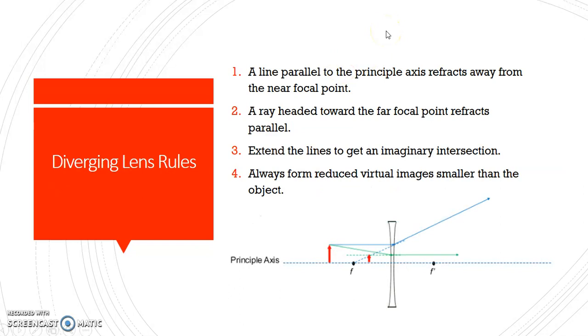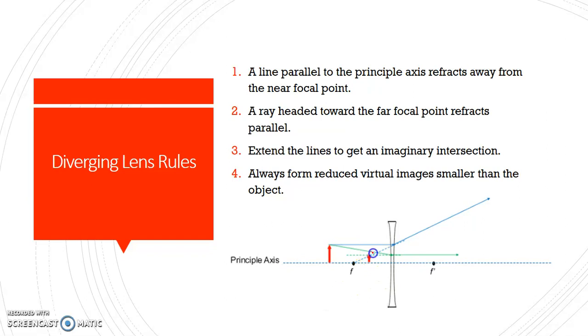So here are the rules for a diverging lens. A line parallel to the principal axis refracts away from the near focal point. Same concept with the blue line here. A ray headed towards the far focal point refracts parallel, so we see the green line down here. So you're going to extend the lines to get an imaginary intersection.